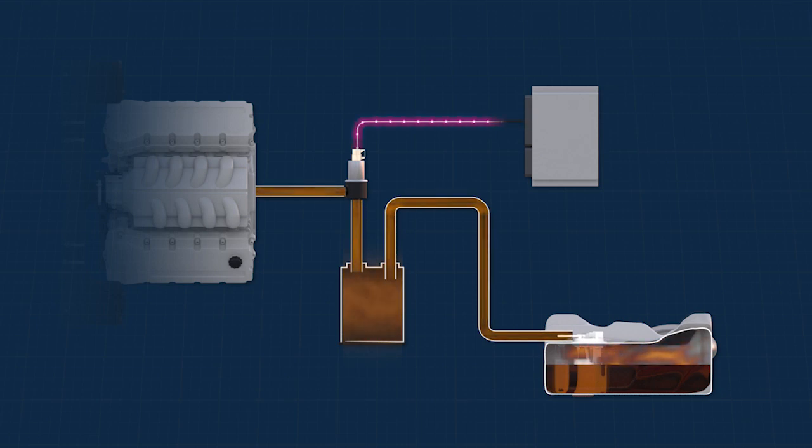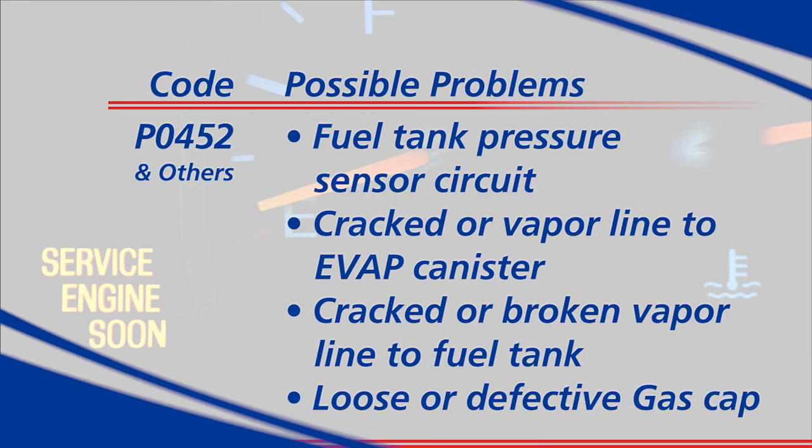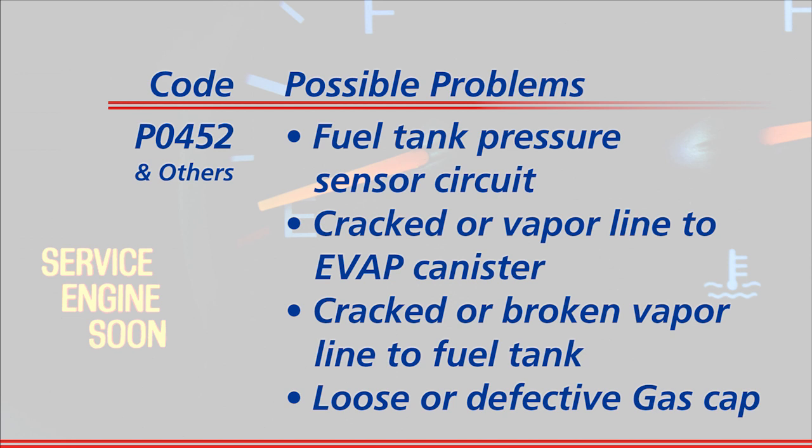Your check engine light has come on because a component failure or potential system malfunction has been detected. Based on the trouble code stored by your car's self-diagnostic system, there is an electrical problem in the evap fuel tank pressure sensor circuit. There are several things that can cause this issue.